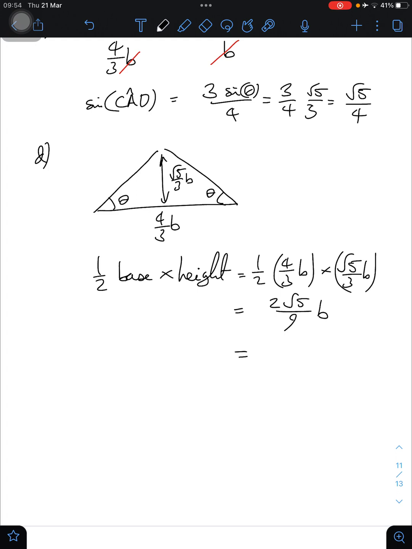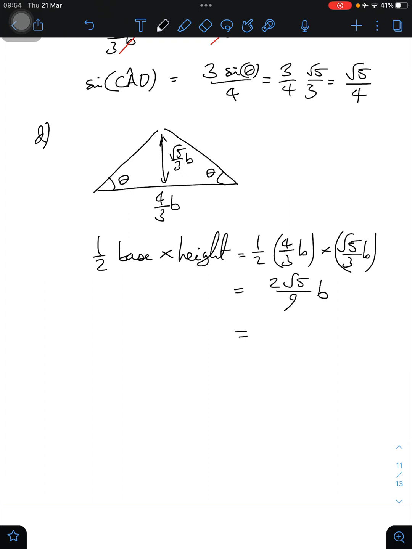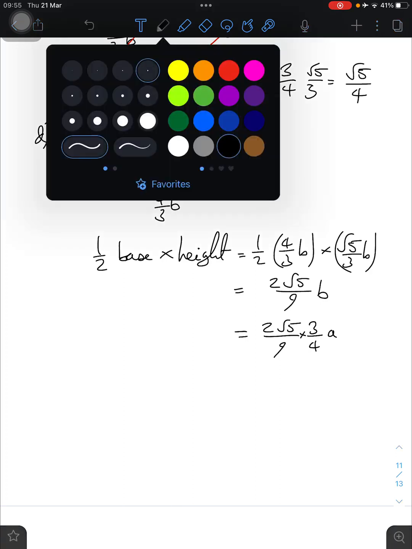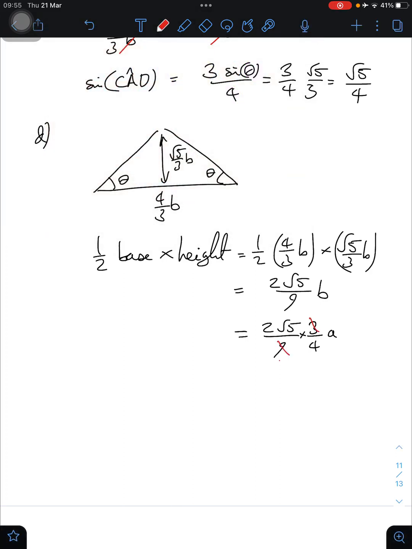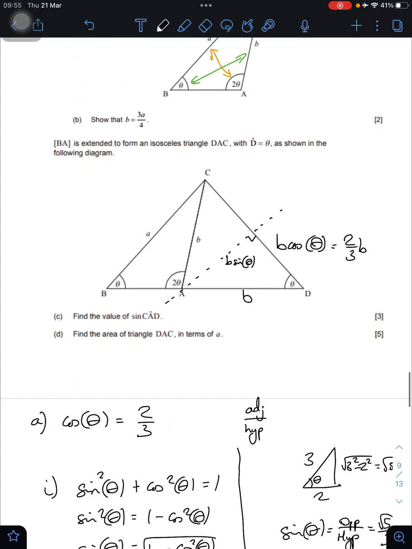But we're trying to find it in terms of a, and the value for b that we found was 3 over 4a. And so if we substitute in 3 over 4a instead of b, we would get 2 square root 5 over 9 times 3 over 4a. Bit of manipulation here: 3 in the top, 3 in the bottom, 2 in the top, 2 in the bottom. And so all I'm left with here is square root 5 over 6a. I will double check that answer and then get back to you on that.